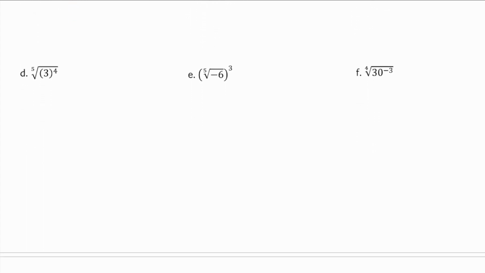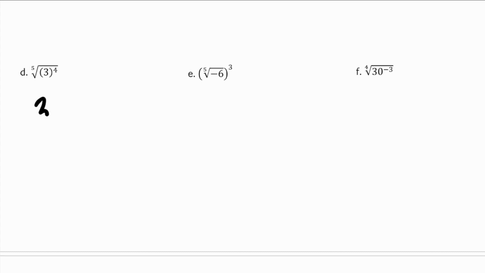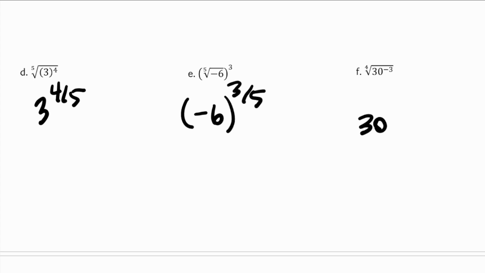3 to the 4th, 5th roots, that would be 3 to the 4/5. This will be negative 6 to the 3/5, and this will be 30 to the negative 3/4, right? The index of the radical is always becoming the denominator of your fraction exponent.